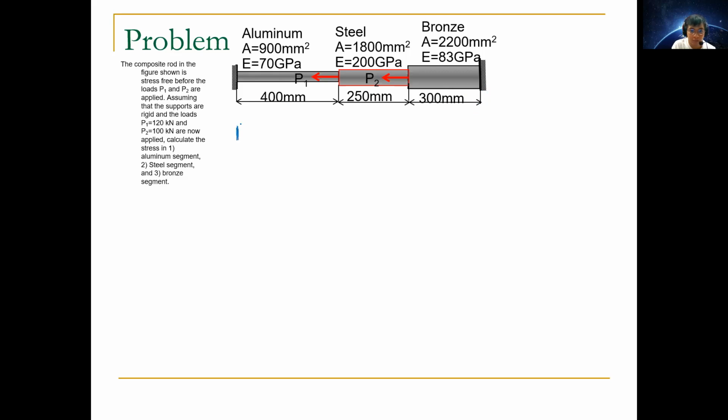So to start off, if you're going to cut the aluminum rod, okay, so this one is having a reaction. So let's say this one is reaction 1 lang siguro. And this one is reaction 2.